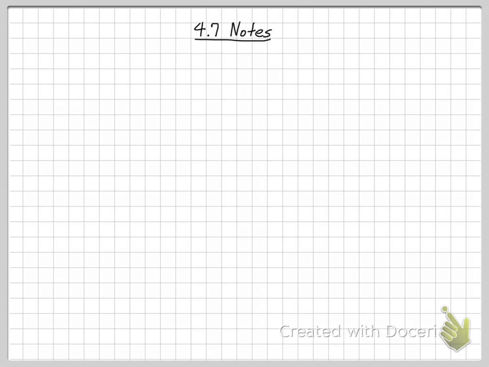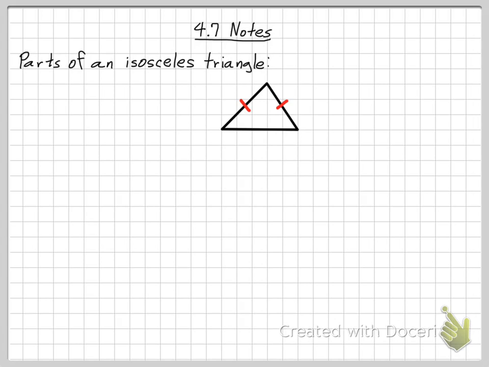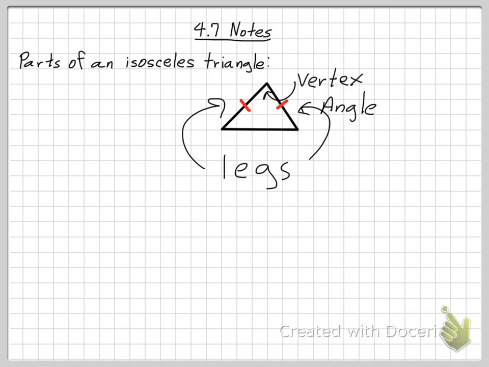Okay, welcome to 4.7 notes. Let's start off with parts of an isosceles triangle. Remember, an isosceles triangle has two congruent sides, and those congruent sides are called the legs. And the vertex angle is the angle that's included by the legs.